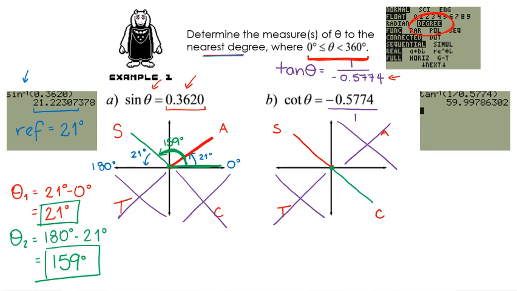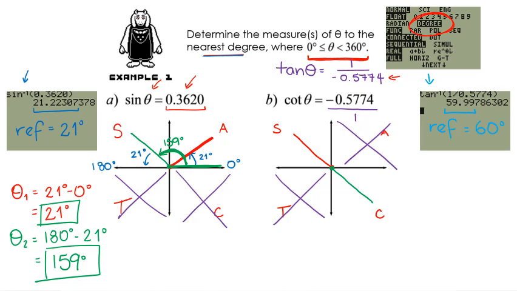So now we have to figure out our reference angle, and in your calculator, we'll have to type this in as second tan, and then inside the brackets, we're just going to put in the positive version of the value. So I'm just going to type in 1 divided by 0.5774. And then out is going to pop 59.99, which is going to act as our reference angle, but I'm just going to round it to 60 degrees.